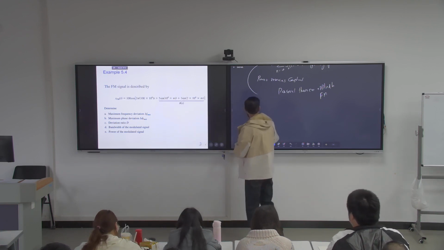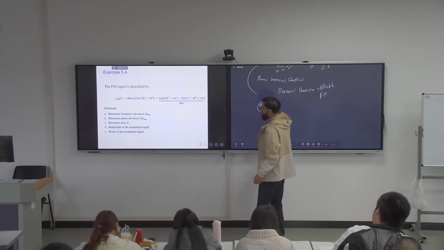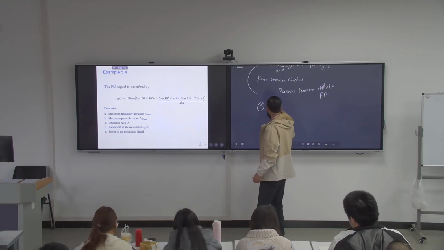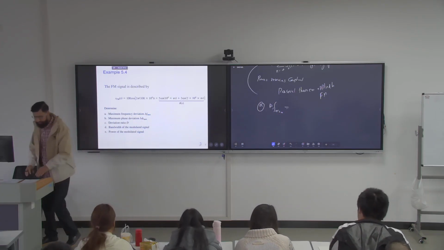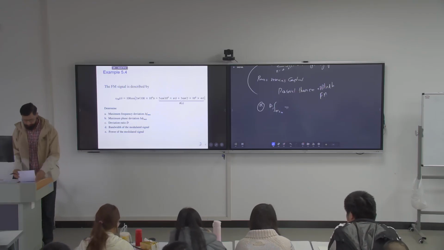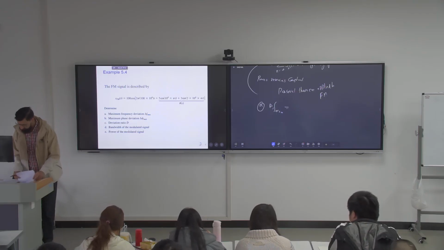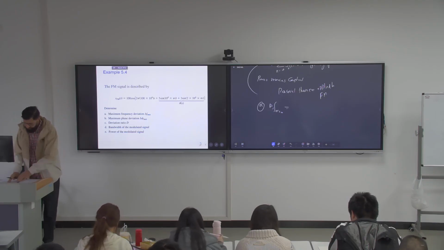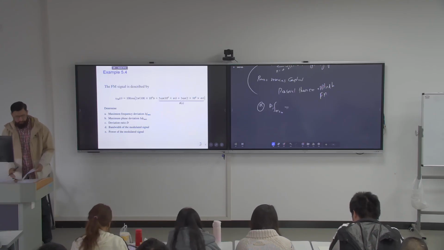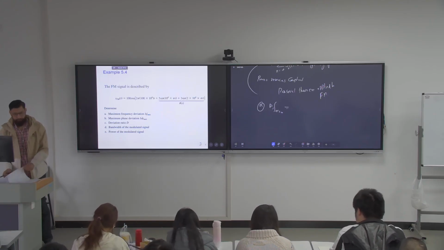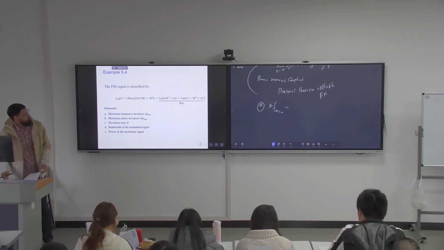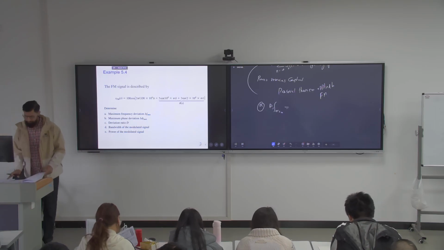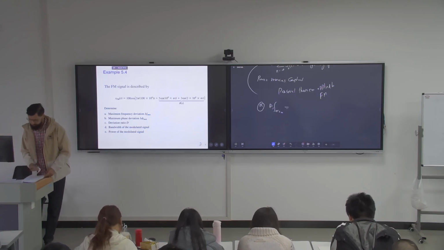How much is delta F max? How do you find delta F max? By doing what?